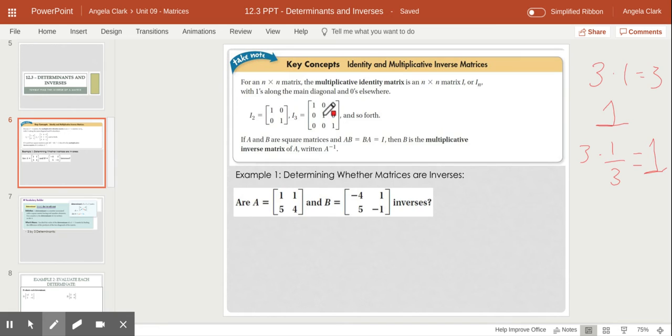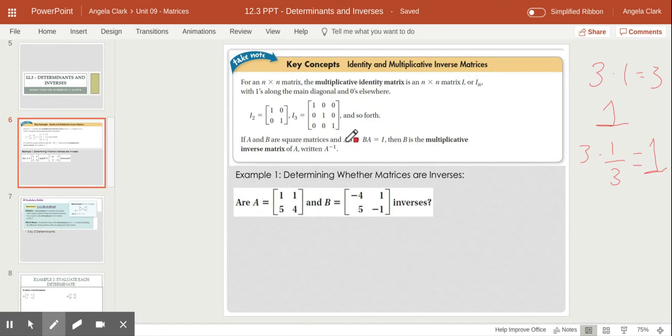So the diagonal here from the upper left corner to the lower right corner is always going to be 1s, everything else is 0. If I multiply a 3 by 3 matrix times this, it's not going to change it. It's going to be the same. If I multiply two matrices together and I get this, then those two matrices are inverses.